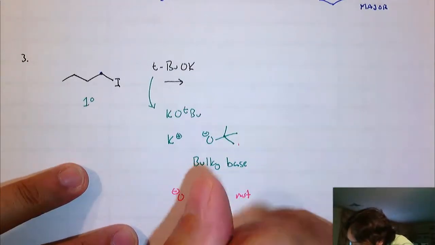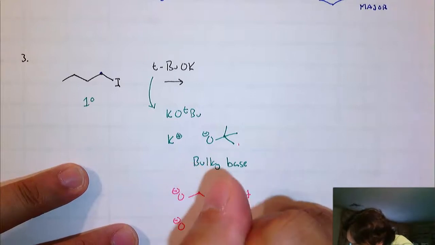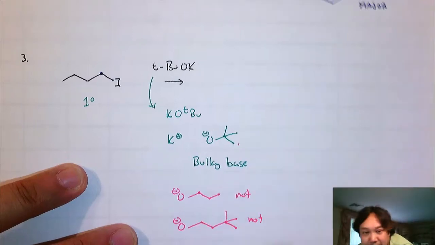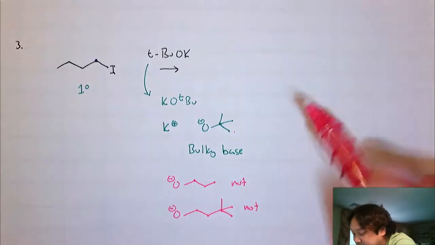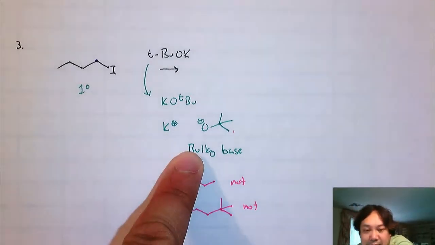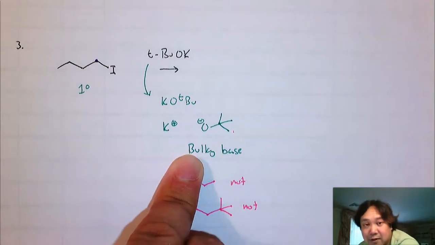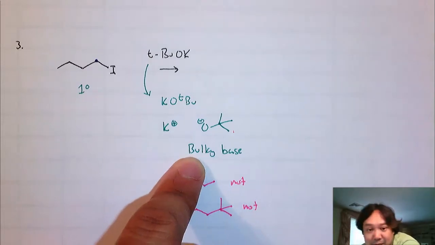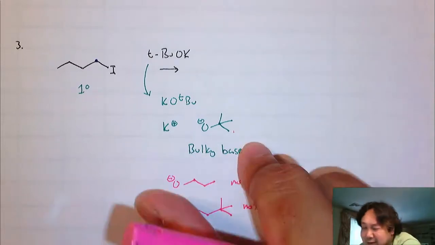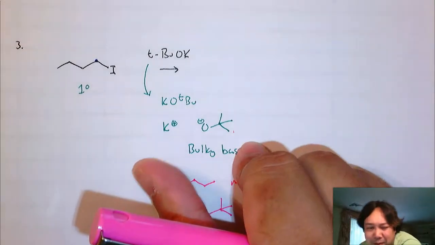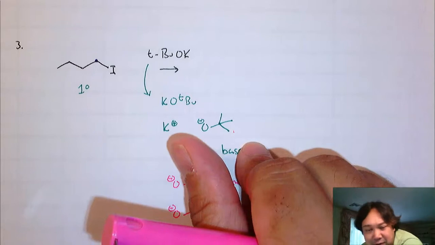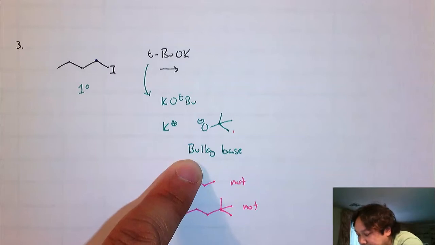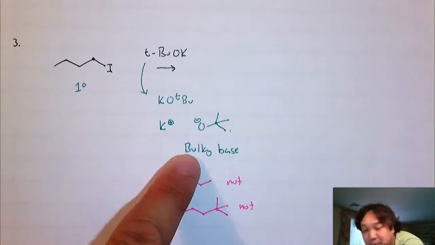Even if you have something like, maybe you have branching way out here. Okay, I would say this is not bulky either. For the most part, I tell my students to memorize that potassium tert butoxide is the main bulky base. There are others, but I typically don't teach the others. There's one called DBU. There's one called BBN. Yeah, there's a whole list. Just remember that the only bulky base for most professors is going to be potassium tert butoxide.